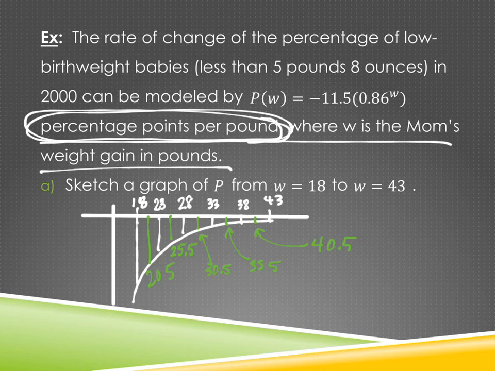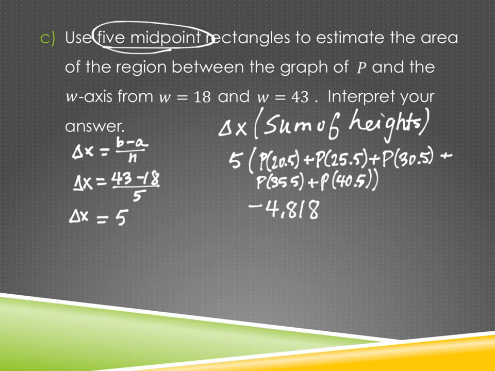Okay, that's the y values. This is in percentage points per pound. What is my x-axis in? It's in pounds. So what happens when we multiply percentage points per pound times pounds? The pounds goes away. It cancels out, just like the miles per hour. The hour canceled out when we did the very first problem. We end up with the percentage points. So my units on this is percentage points.